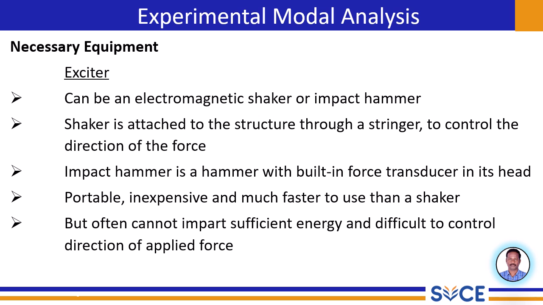Here, the shaker is usually attached to the structure through a stinger to control the direction of the force. The stinger is typically a lightweight, rigid rod that transmits the force from the shaker's moving element to a specific point on the test structure. Using a stinger helps us ensure that the force is applied in a well-defined direction, usually along the axis of the stinger, minimizing unwanted moments or off-axis loading.